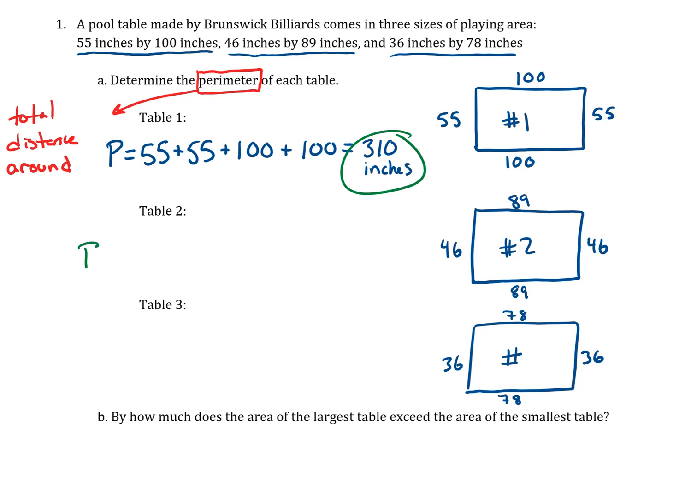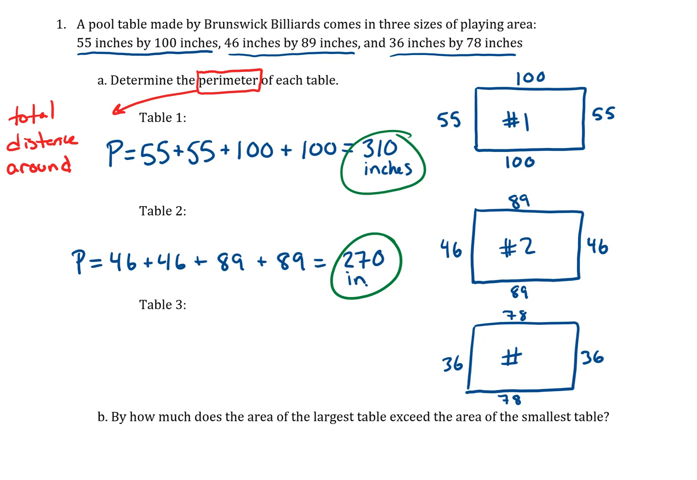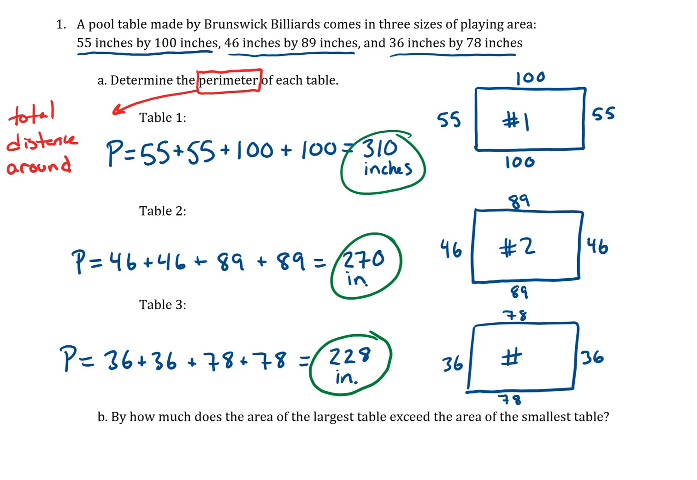Okay, table 2. Let's go back to blue. Table 2, add up all the sides. 46 plus 46 plus 89 plus 89, and that is 270 inches. And if you don't believe me, of course you could pause the video and double check my calculations by plugging them into a calculator. And table number 3, 36 plus 36 plus 78 plus 78. And if we added those 4 numbers up, we would get 228 inches. Notice I'm including the units in my answer because anytime you have a word problem where the numbers have meaning, in this case the numbers represent inches, you always want to include the appropriate units.